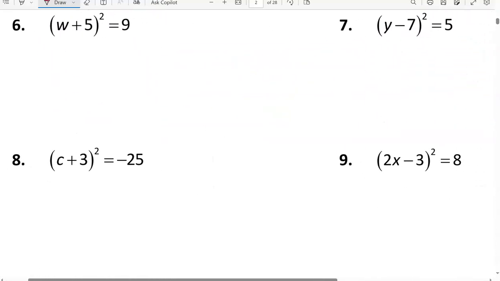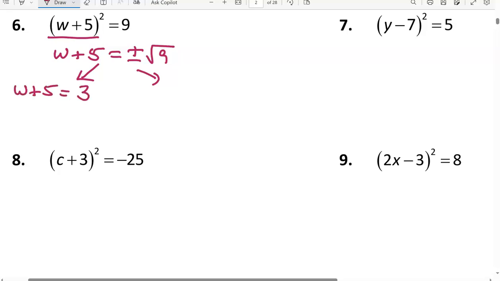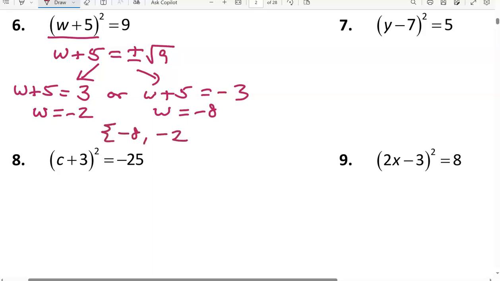In 6, we have w plus 5 squared is equal to 9. If we look at the order of operations here, parentheses happen first and then squaring. So that means the squaring needs to be first to be undone. So if w plus 5 squared is equal to 9, that means that w plus 5 is equal to the positive or negative square root of 9. It's best in these situations to divide this into 2 equations. Either w plus 5 is equal to the positive square root of 9, or w plus 5 is equal to the negative square root of 9. Subtracting 5 and subtracting 5, we get 2 solutions of negative 8 and negative 2.